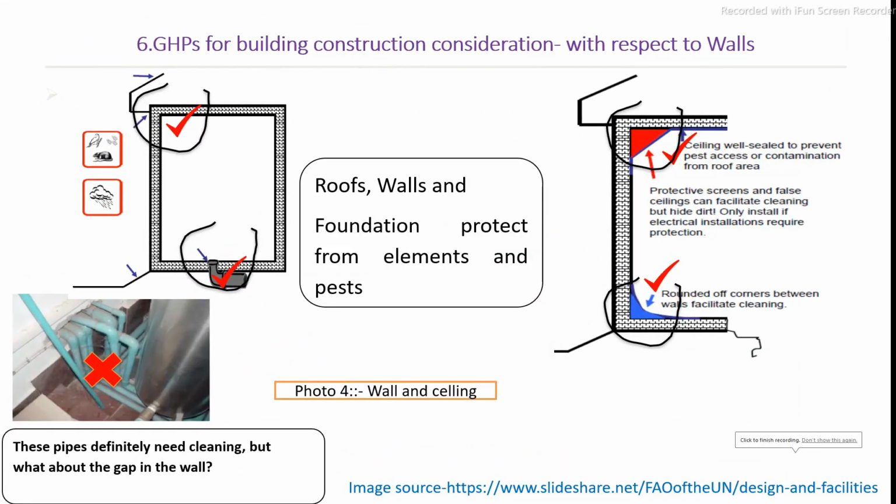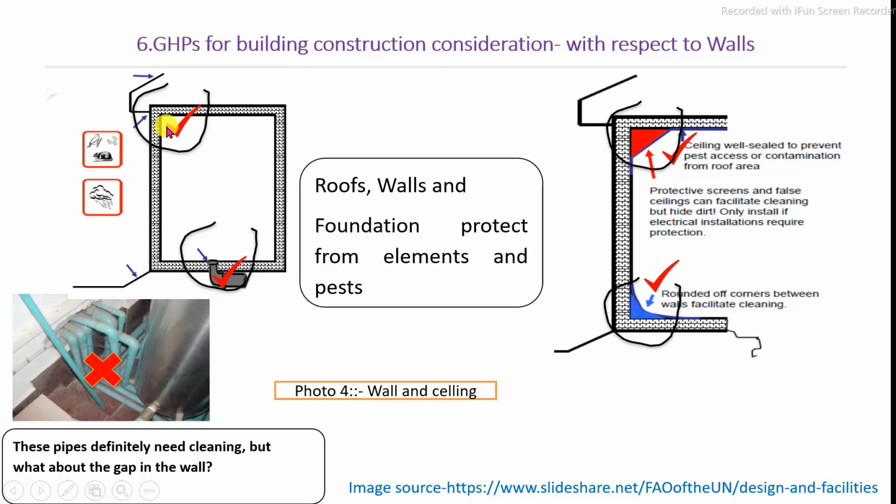You can see in this photo the specific requirement with respect to the wall and the joints between the wall to floor and the wall to ceiling. The roof, wall and the foundation protect from the elements and the pests. In this you can see the drainage system, that drainage system must be properly sealed to the floor.